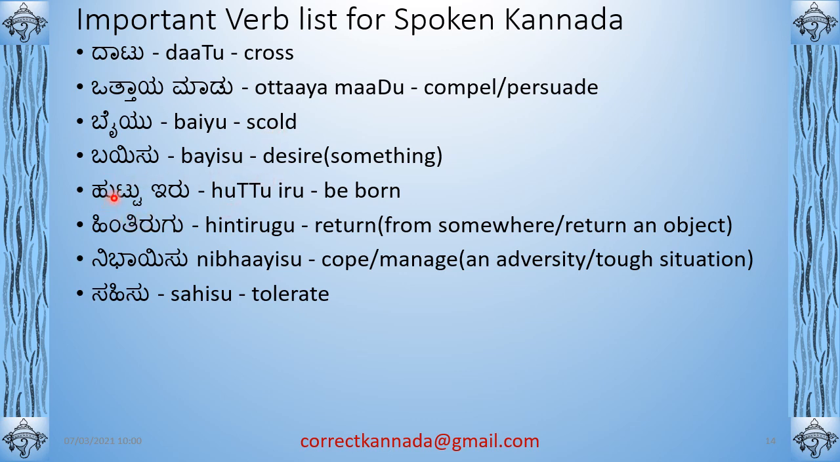Then this is Huttiru. This is what I was talking about, to be born. Huttu Iru, just like gottu. It cannot exist on its own. When you say huttiru, then it means to be born. So you will say ನಾನು ಸೆಪ್ಟೆಂಬರ್ ಮಾಸದಲ್ಲಿ ಹುಟ್ಟಿದ್ದೆ, I was born in September, of a given year, like that.